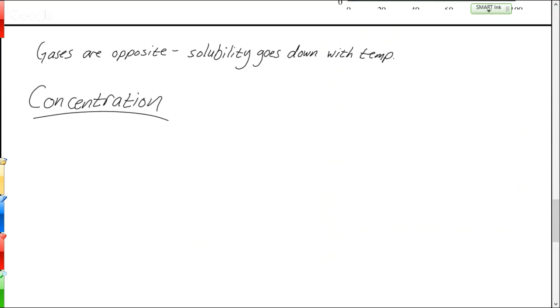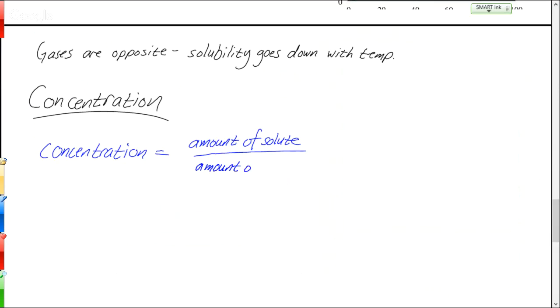In general, we can define concentration as the amount of solute, whatever it is, divided by the amount of the solution. So that's concentration. How much solute is there in a certain amount of solution?